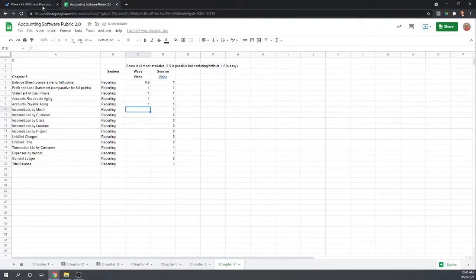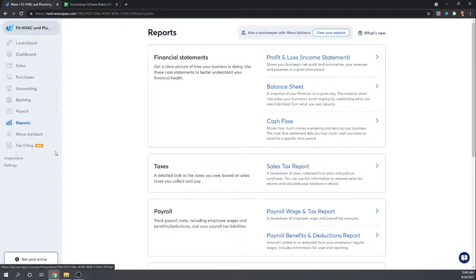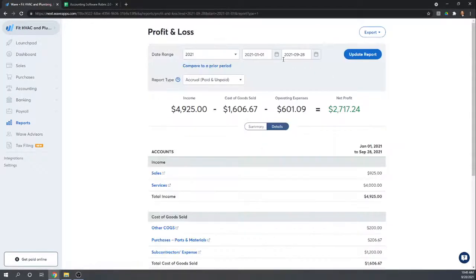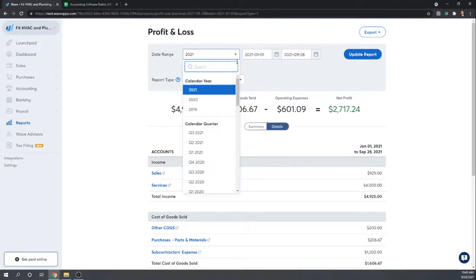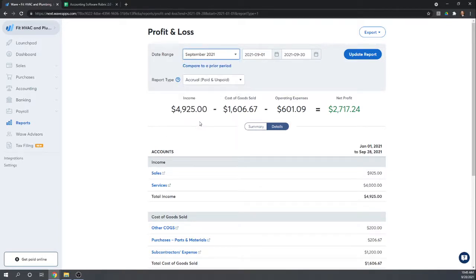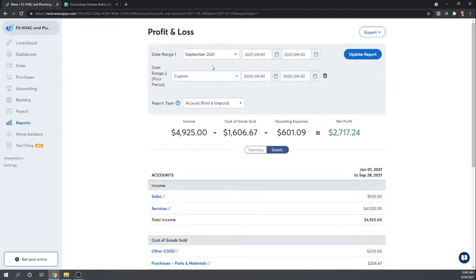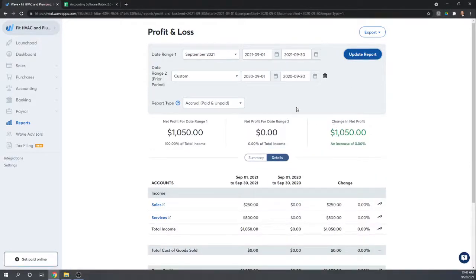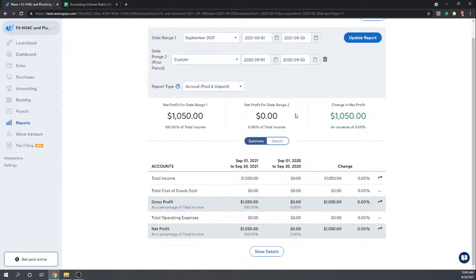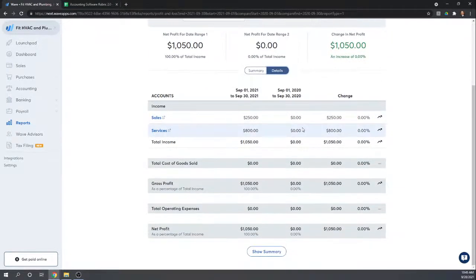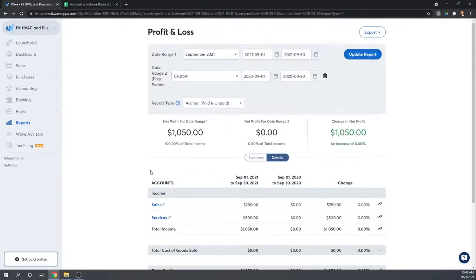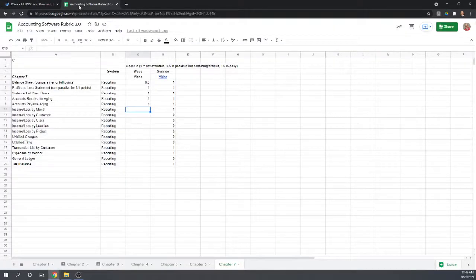Income loss by month. I'm not sure Wave will be able to do this, but let's look closer again at our profit and loss statement. Let's change it to a month, compare to a prior period. Yeah, I am not seeing a way here to make it. You'd like to see 12 columns with one month in each column, and I am not seeing a way to do that in Wave. Okay, so income loss by month, no.